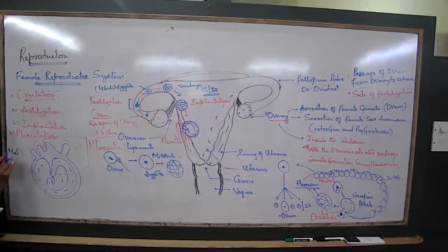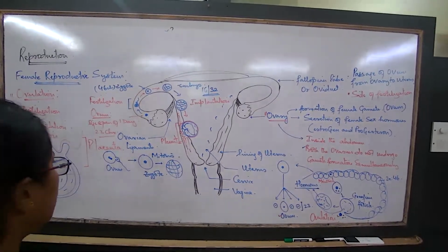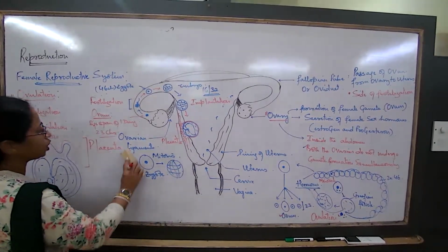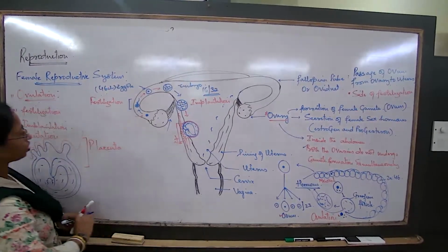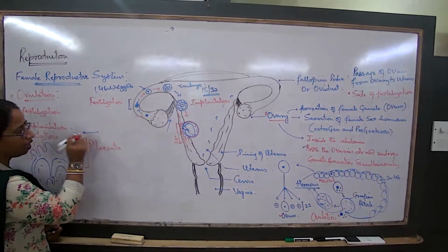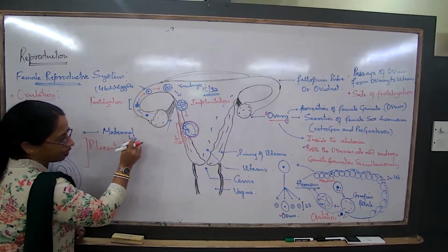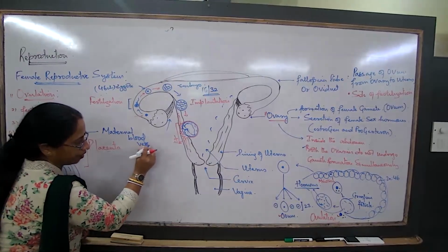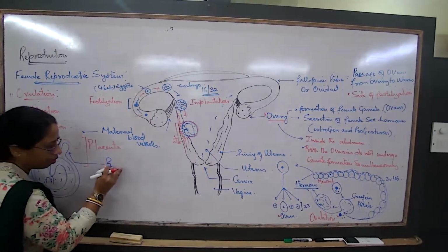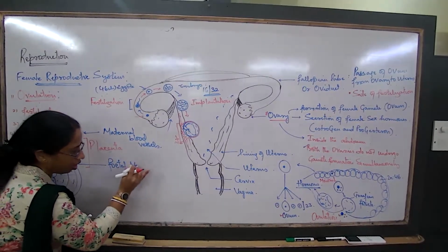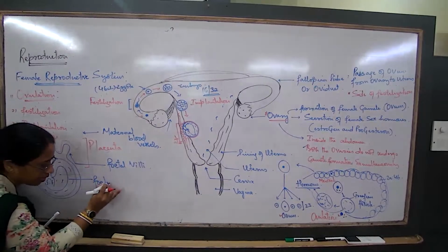The two major tissues involved, if I have to label this part, are the maternal blood vessels. These are the maternal blood vessels. And what about this side? These are the finger-like projections of the fetus. This is the fetus.